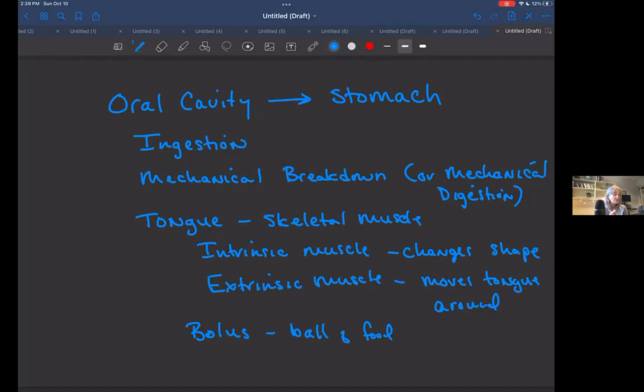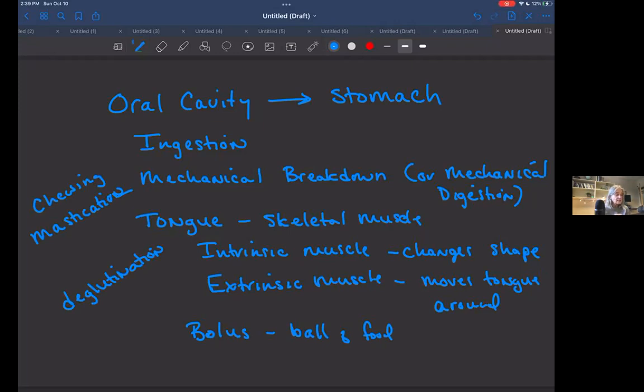When we talk about the breaking down because of the teeth, this is chewing by the teeth, and this is called mastication. So mastication is chewing your food. Swallowing it is called deglutination. So when you swallow, that's deglutination. You're swallowing the food.